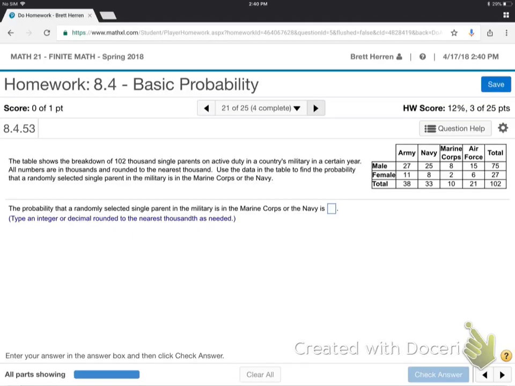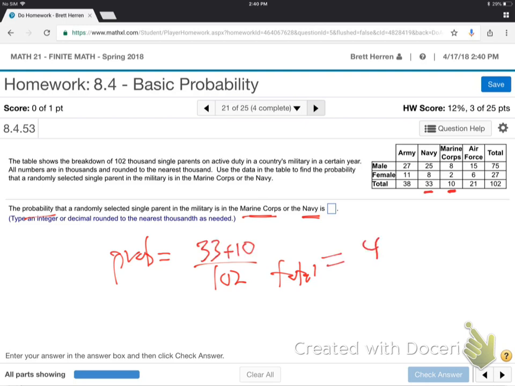All right. Military, Marine Corps or Navy. So again, it's probability. So you know what goes in the bottom is the total, which in this case is 102. Okay, Marine Corps or the Navy. So what does that mean? What do I do? 10 and 33. So that's 43 over 102. Good? That's all the people in the Marine Corps or the Navy. All is well? So far, so good?